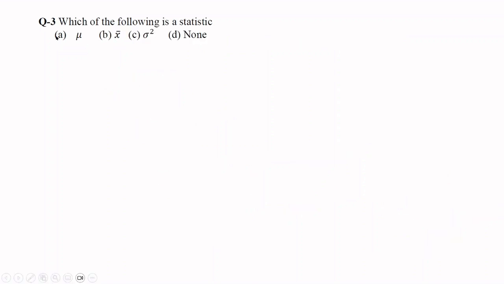Moving on to the next question, which of the following is a statistic? Now we know that a statistic is a characteristic of the sample and a parameter is a characteristic of the population. Here we can see that mu is the population mean and sigma square is the population variance. So these two are parameters, whereas x bar is the sample mean. So this is a characteristic of a sample, which is a statistic. So the correct option is option B.